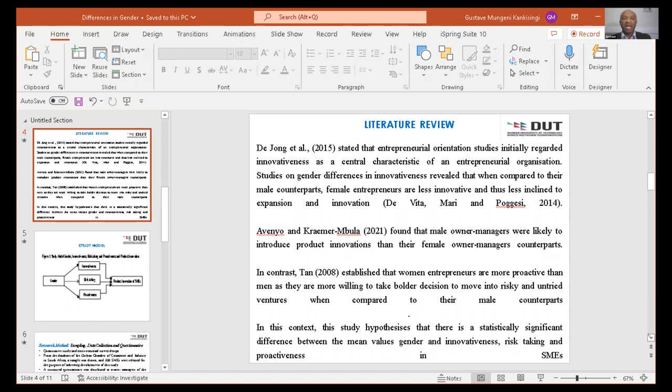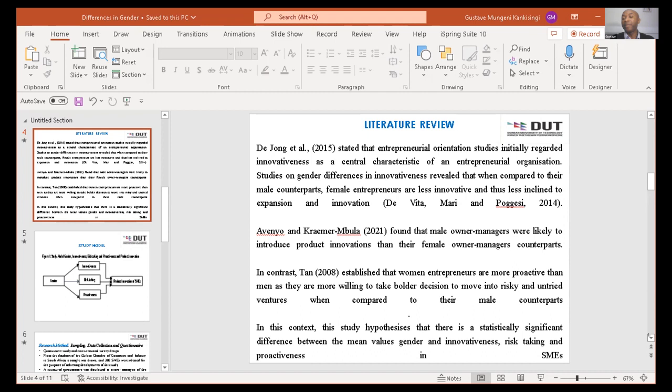The literature is not conclusive in terms of how they identify the differences between men and women. On entrepreneurial orientation, studies initially regarded innovativeness as a central characteristic of entrepreneurial orientation. Studies on gender differences in innovativeness revealed that, compared to their male counterparts, female entrepreneurs are less innovative and thus less inclined to expansion and innovation. But other studies found that male owner managers were more likely to introduce product innovations than their female counterparts.